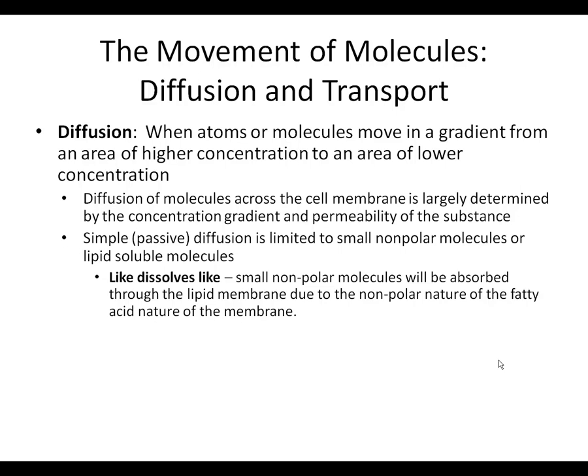So obviously the greater the concentration difference or gradient, the faster your molecule is going to move across. If that molecule can move across without any sort of aid, then you can have what is called passive or simple diffusion. This is going to be limited to very small nonpolar molecules or lipid-soluble molecules. When we talk about lipid-soluble, we think about something called like dissolves like, meaning small nonpolar molecules are going to be absorbed through the lipid membrane due to the nonpolar nature of the fatty acids within the membrane.